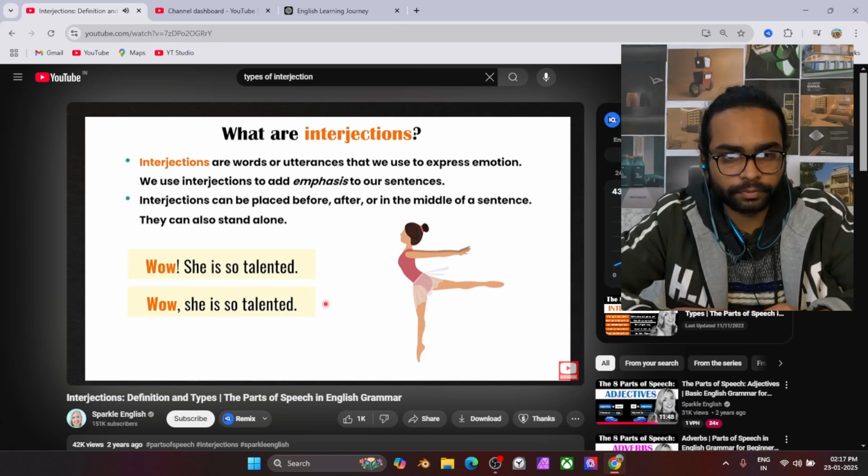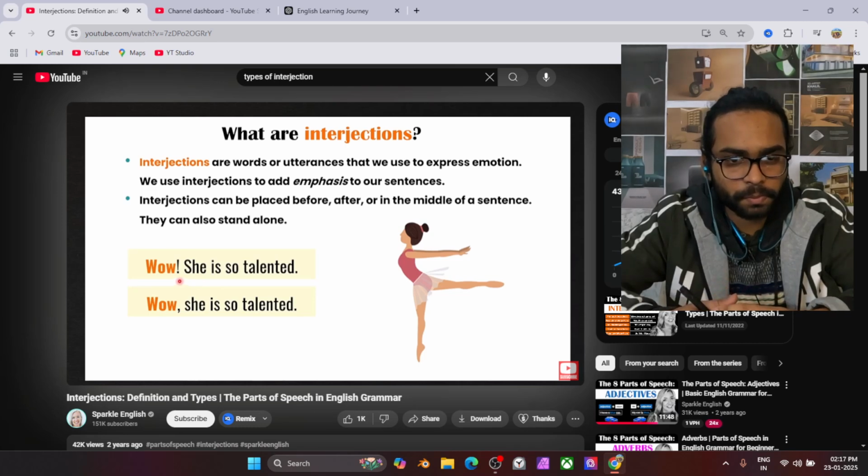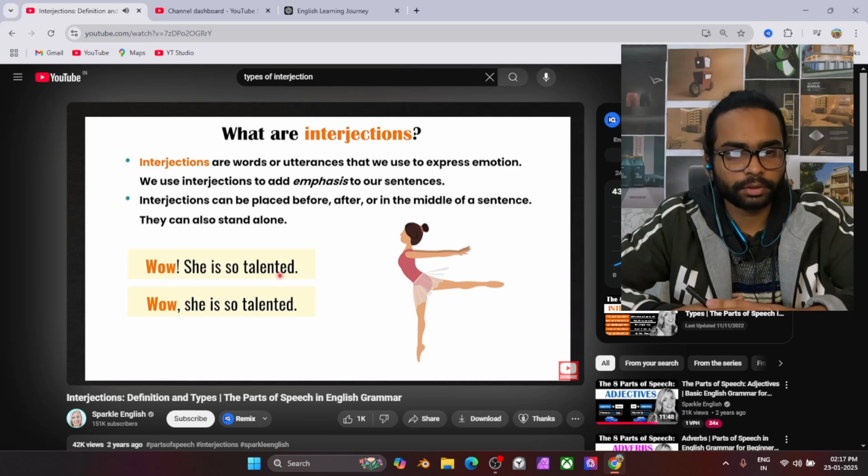They both basically mean the same thing, but when we use an exclamation mark directly after the interjection, it's really giving it a lot of emotion. Wow! She is so talented. Versus, wow, she is so talented. But it's really up to you how you would like to punctuate it, depending on how much emphasis you want to place on the interjection.